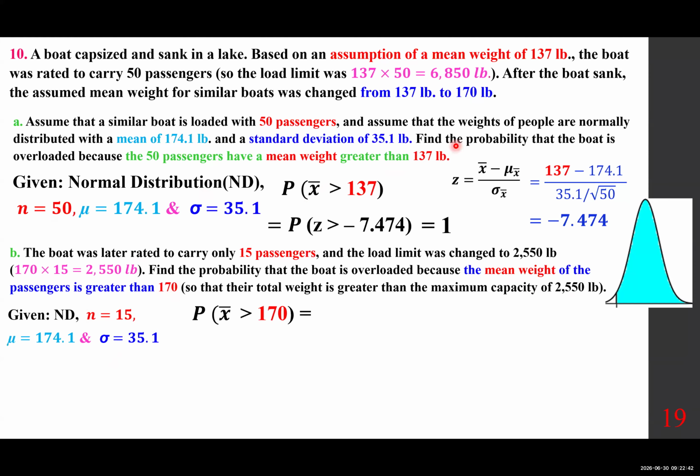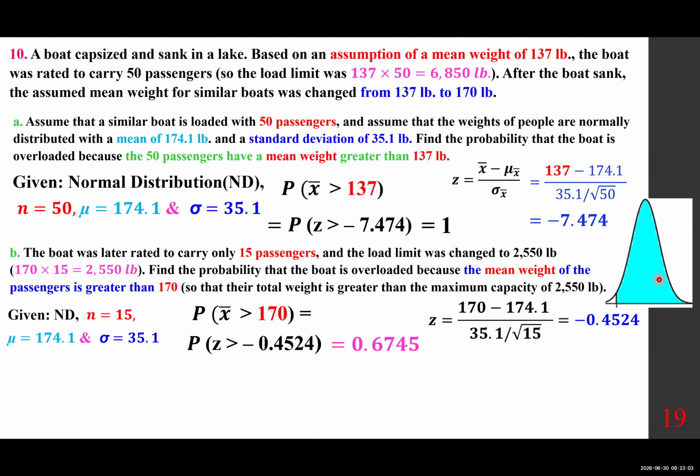Again, we are going to go with this formula and evaluate the z. 170 minus 174.1 over 35.1 over square root of 15. And so we want z larger than this number. And clearly, it's somewhere here, and you use a calculator or the table.